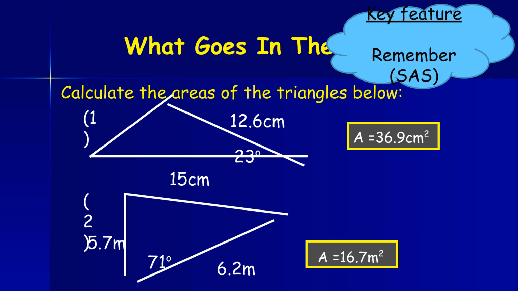Now let's practice calculating the areas of the triangles below. Remember to use the side angle side or SAS rule. For the first triangle, the area is 36.9 centimeters squared. For the second triangle, the area is 16.7 meters squared.